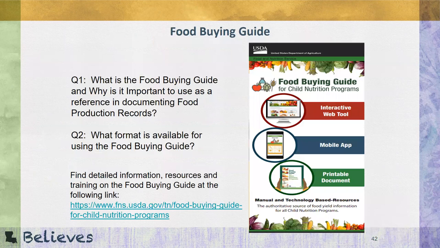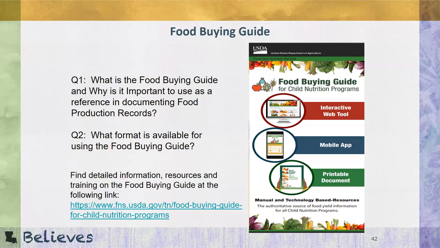For more detailed information on the Food Buying Guide, let's go over this question. What actually is the Food Buying Guide, and why is it important to use in the process of production and documentation of SFSP meals? Food production records, although not required, are a best practice in SFSP. This documentation is completed with a primary goal of illustrating on one page that a reimbursable meal was served to children. The Food Buying Guide is the essential reference for food yield and crediting information for all child nutrition programs and meal patterns.